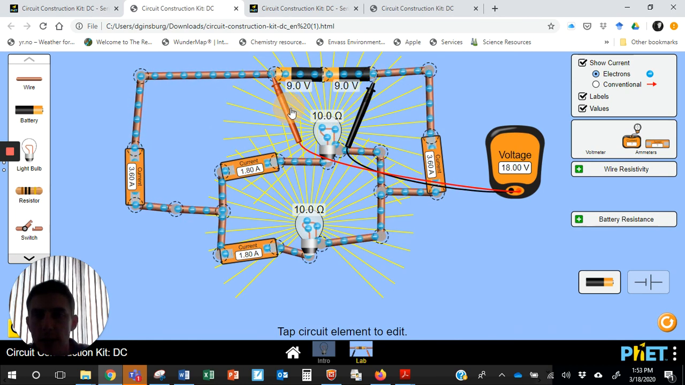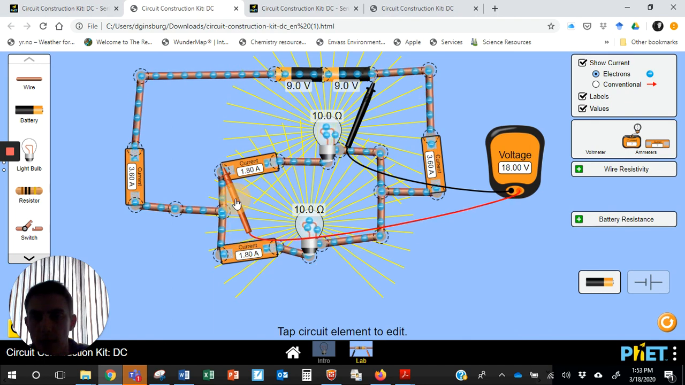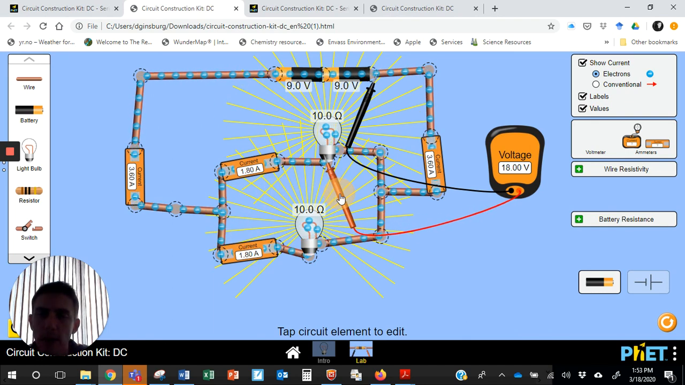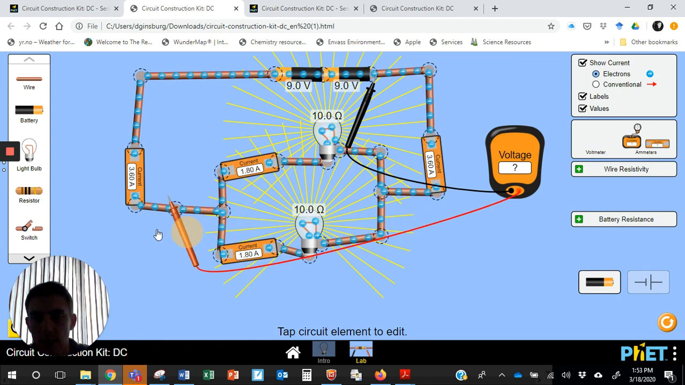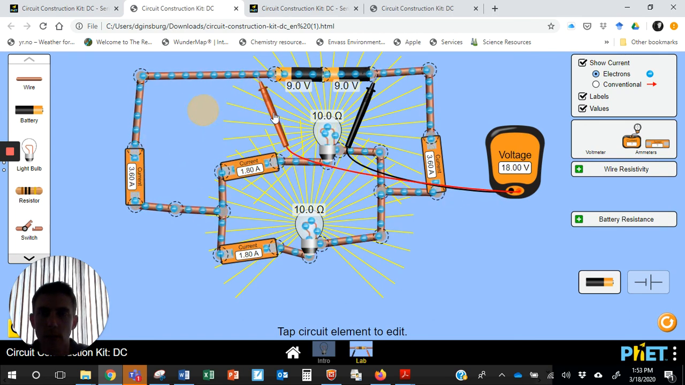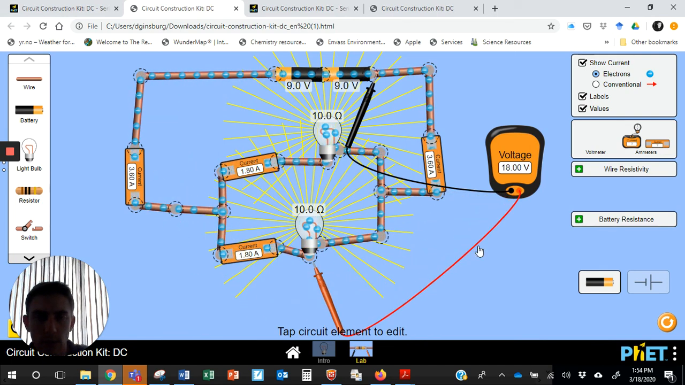Now I want you to see, if I take this lead and I move it along this part of the circuit down, I'm not crossing over any bulbs or resistors. The ammeters have got negligible resistance. I can get from the positive terminal of the battery to the positive terminal of a light bulb. Let's go back. Okay, so I managed to get from the positive terminal of the bulb back to the positive terminal of the battery without crossing any component. I can also do that and get to the positive terminal of the other bulb. Notice how the reading on the voltmeter still hasn't changed.